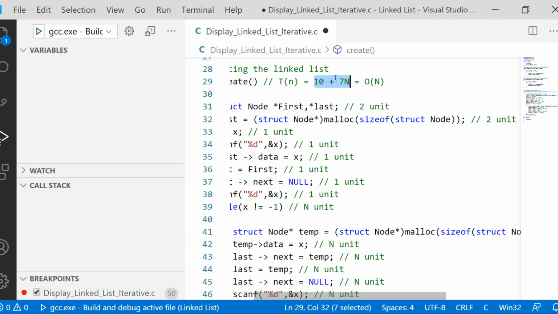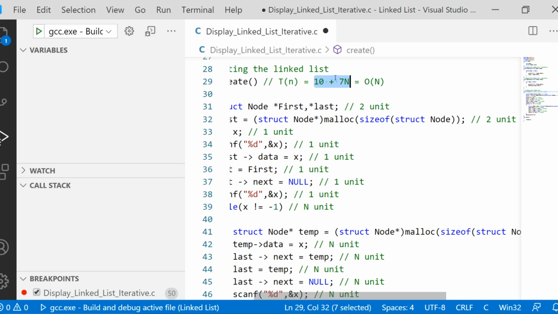For example, if 5 inputs that you are trying to insert, then let me consider 5 units of time. If 10 inputs, then 10 units of time. 15 inputs, 15 units of time. 100 inputs, 100 units of time. 200 inputs, 200 units of time. So you have a linear incrementation. Whenever your input is increased, there is a linear incrementation in the unit time consumed also.